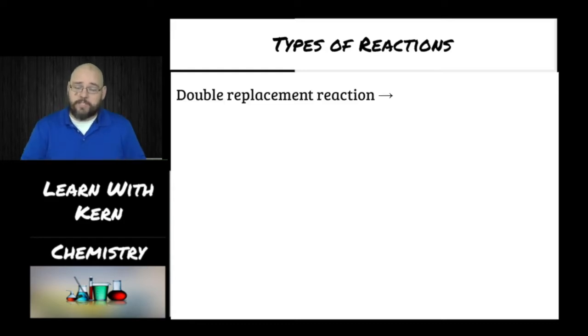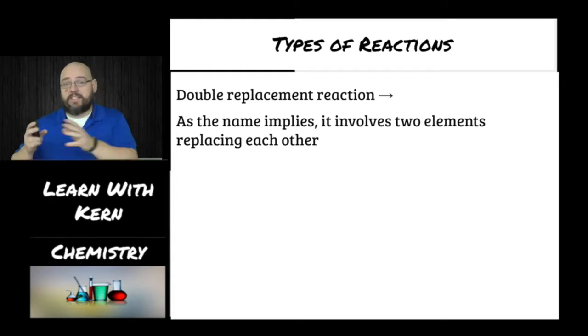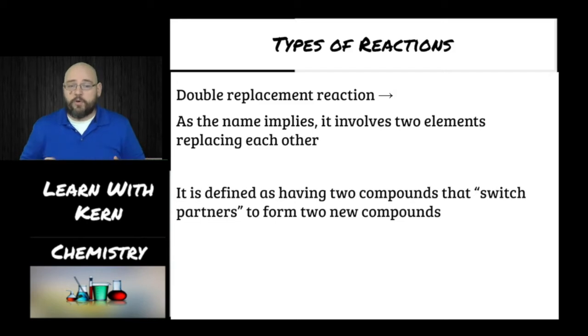A double replacement reaction, as the name implies, involves two elements replacing each other. Double replacement. So single replacement, you had an element replacing an element in a compound. A double replacement, we have two compounds that are going to switch partners to form two different compounds. So they're both changing. So think about it as we're just switching partners, like doing a line dance or a country dance, and you're switching partners.